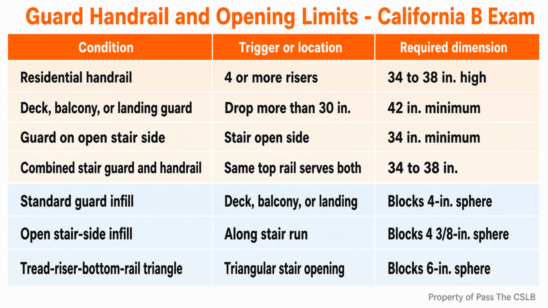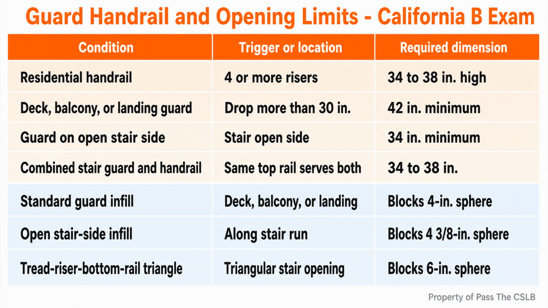This table separates the trigger from the dimension. 4 or more risers triggers the residential handrail. A drop greater than 30 inches triggers the residential guard at an open walking surface. The standard deck, balcony, or landing guard is 42 inches high. The stair guard is at least 34 inches, and a combined stair guard and handrail stays between 34 and 38 inches. The opening limits also change by location.